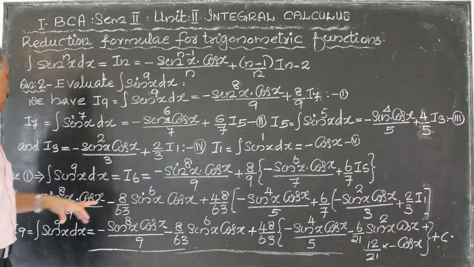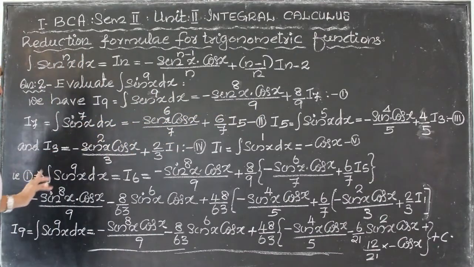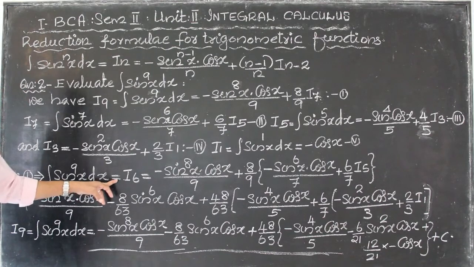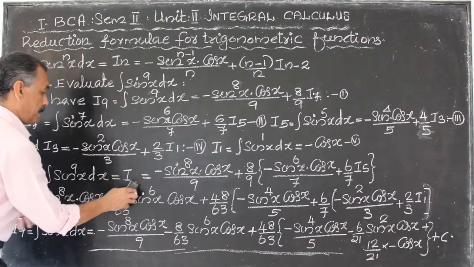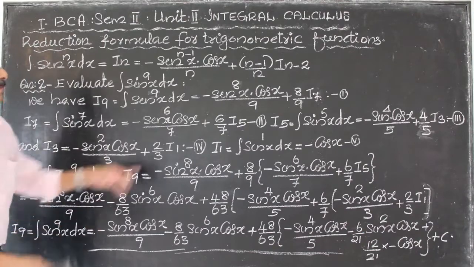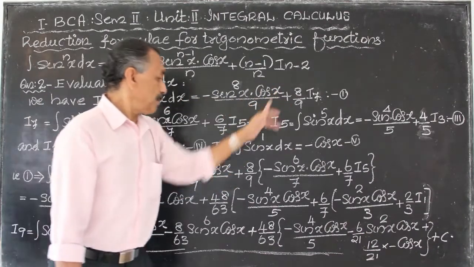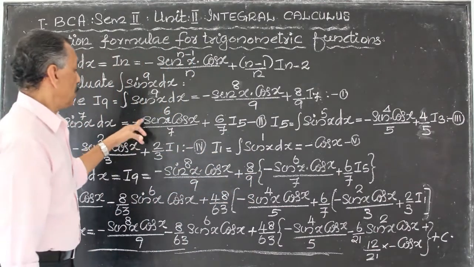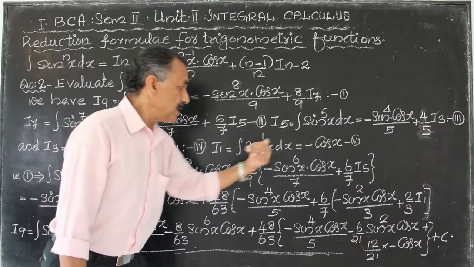Substituting, result 1 gives integral I9, which is integral sine raised to 9x dx, equal to minus sine raised to 8x into cos x by 9 plus 8 by 9 into I7. What is I7? I7 is equal to minus sine raised to 6x into cos x by 7 plus 6 by 7 into I5.